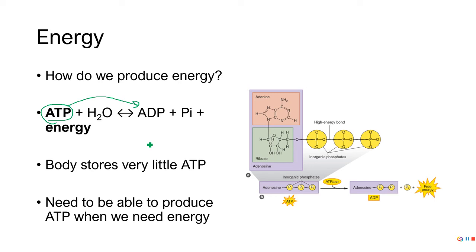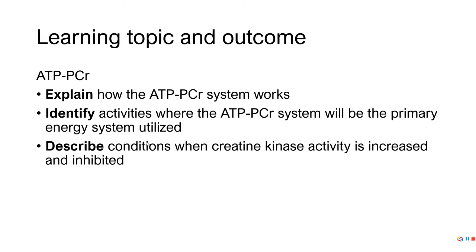Okay, for example, exercise. All right, so this leads to the first of several energy systems that we're going to talk about. The first one is what we call the ATP-PCr, ATP phosphocreatine system. I want you to get a basic overview of how this works, as well as when this system is being used a lot, and then how we can inhibit this system.